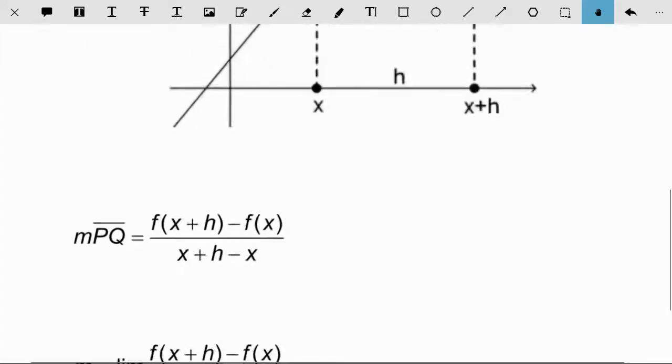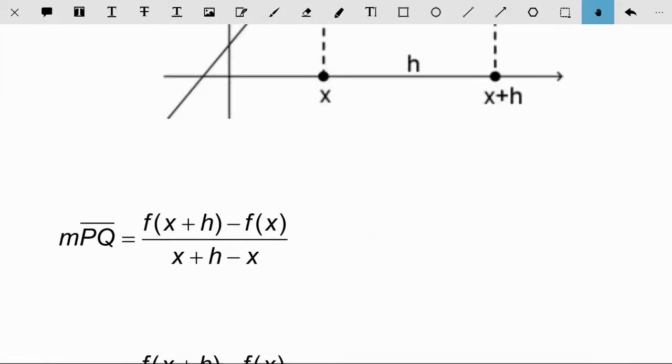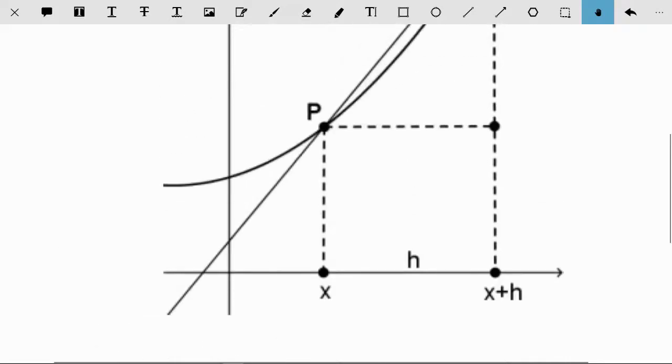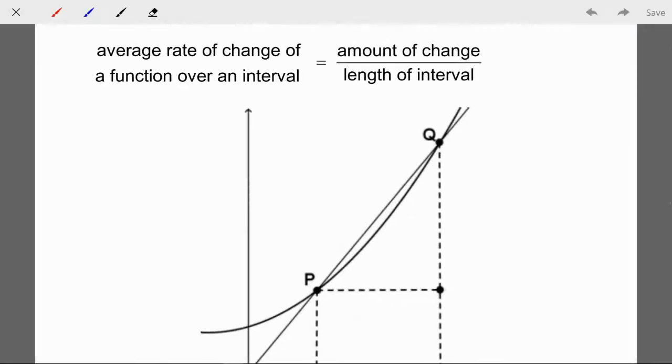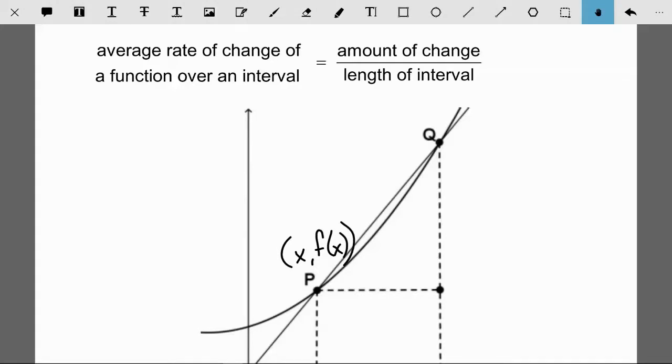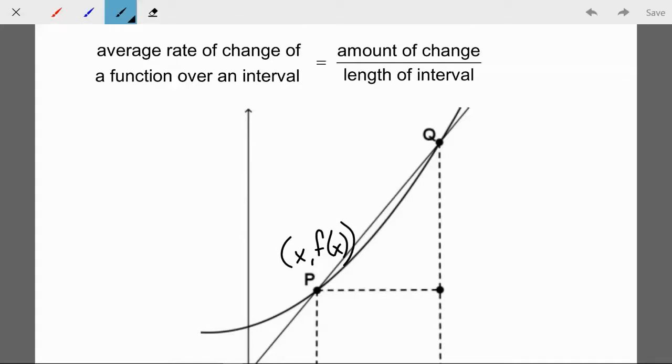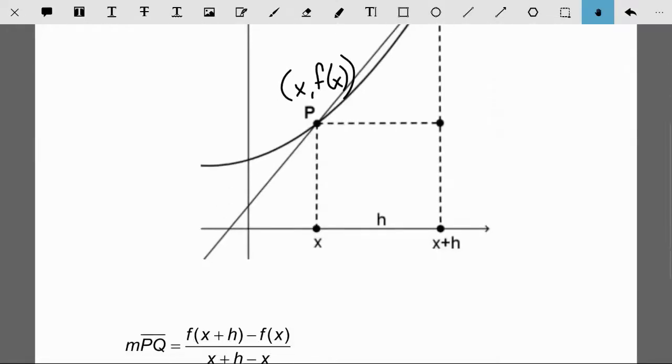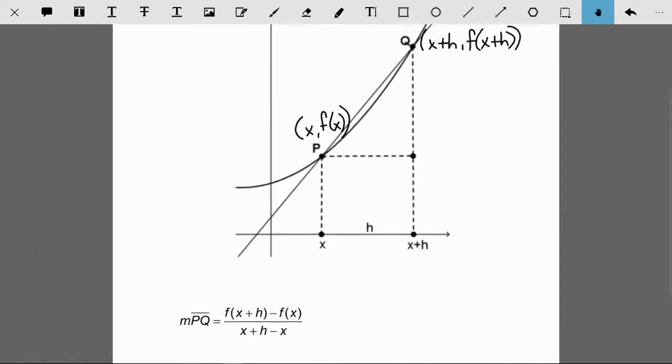So you can see down below, we've got the slope here of segment PQ. And where that's coming from is that we have two points here. The point P would be at x, f of x. So our x value is x, our y value is f of x, and then the point Q would be at x plus h, f of x plus h. So you can see the y value in that case is f of x plus h. So that's where this is coming from.